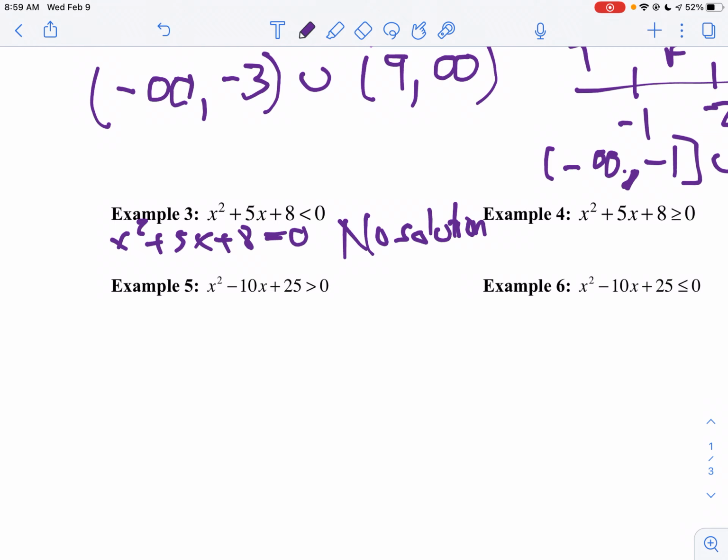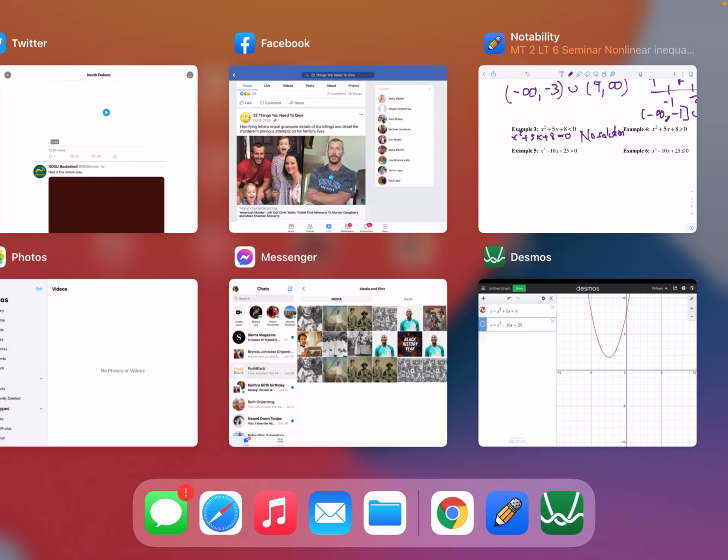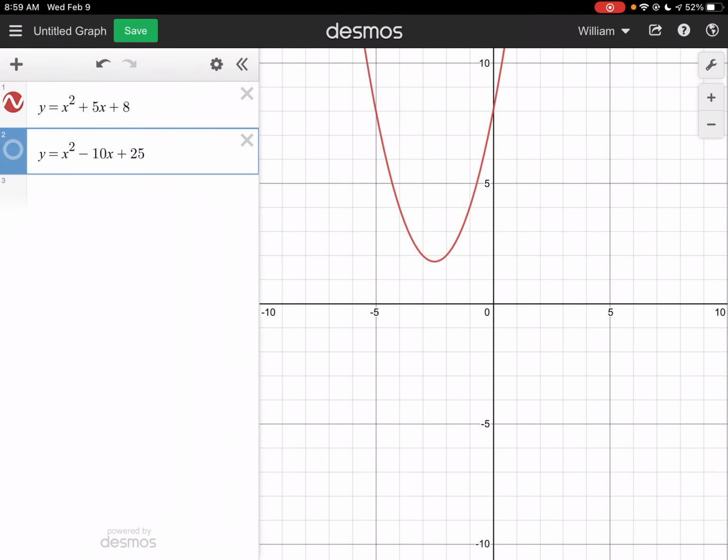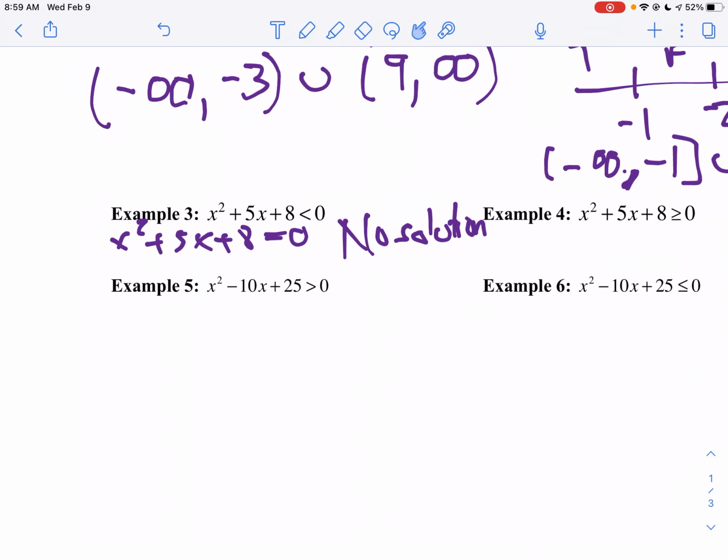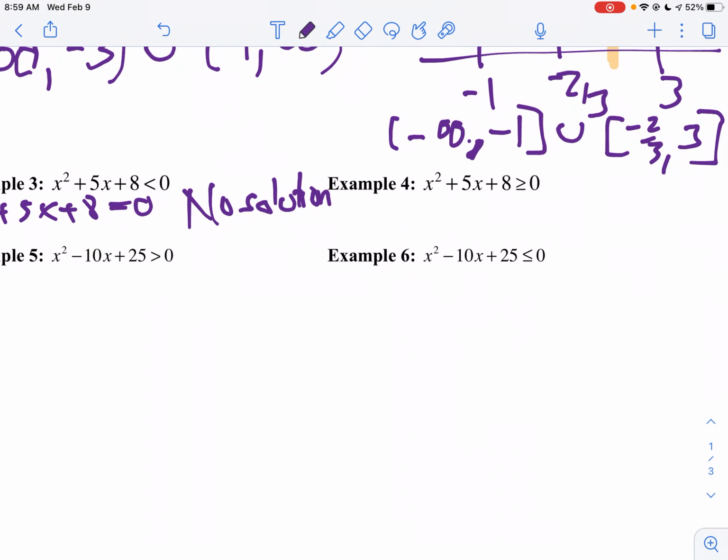And the same way with example 4, only backwards. On example 4, every value of x I put in is above the x-axis. So this would be all solutions, or infinite solutions. I like to say infinite rather than all. So now we'll go infinite solutions.